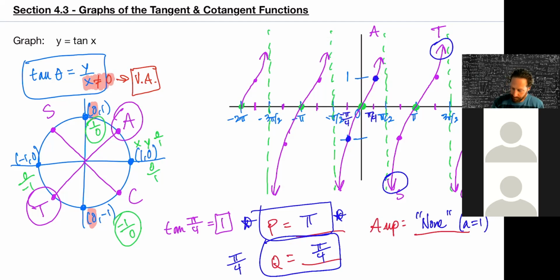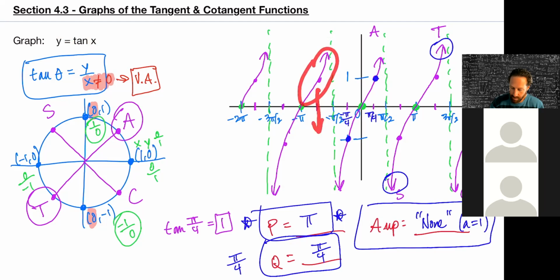Okay, that's pretty much it for tangent. Of course, we will do some of those things. I can throw a negative in front of tangent, which, since it's not being done to the x, it's going to affect the y. So all these positive y's would flip down. All these negative y's would flip up to become the opposite.